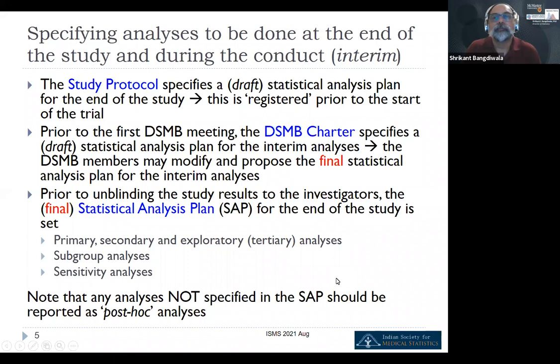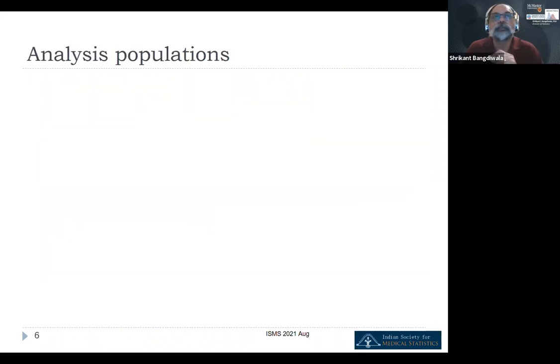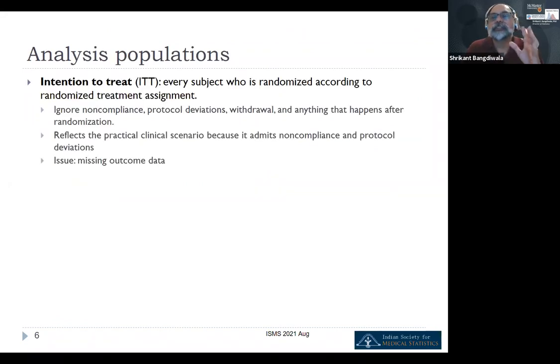So before we go into the statistical details, the next important point is who do we analyze? We call those the analysis populations. We've heard the term intention to treat. Intention to treat means every subject who is randomized is included in the analysis according to the randomized treatment assignment. The point here is that you ignore anything that happened afterwards.